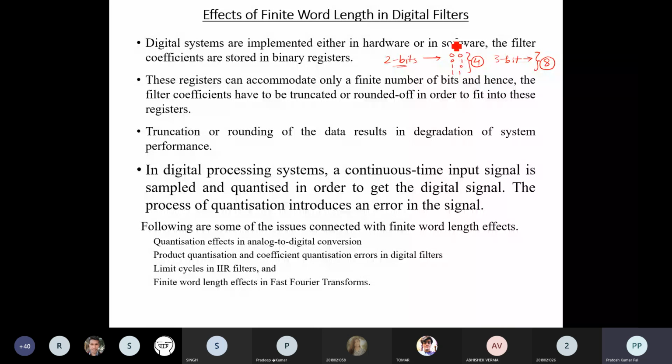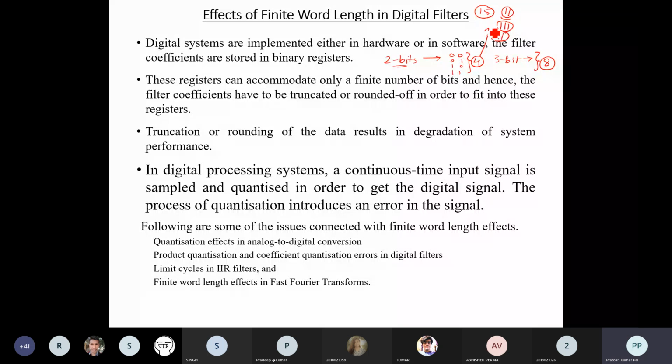Or suppose we need to represent a value that is 15. If we represent this 15 in terms of 2-bit representation, we cannot represent it, or we can only represent a maximum value of 11. But suppose instead of 2-bit we have 3-bit, then the maximum value we can represent is 111, that is 7, closer to 15. And if we represent it with 4-bit, it will be 1111. So this will be representing the 15.